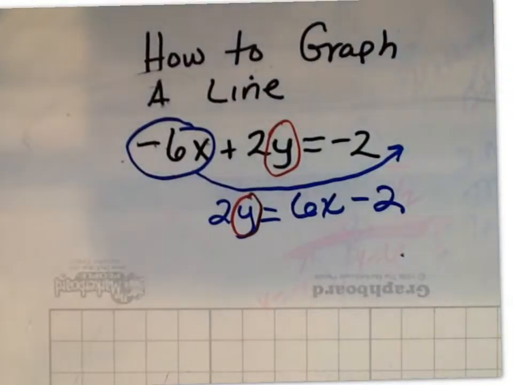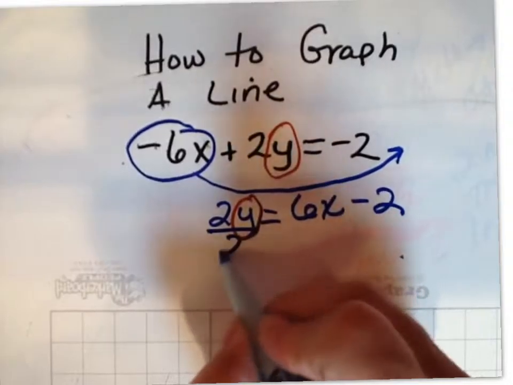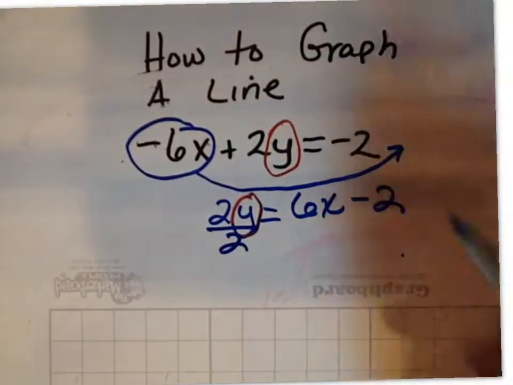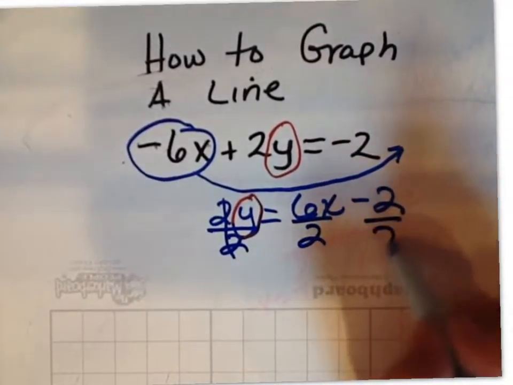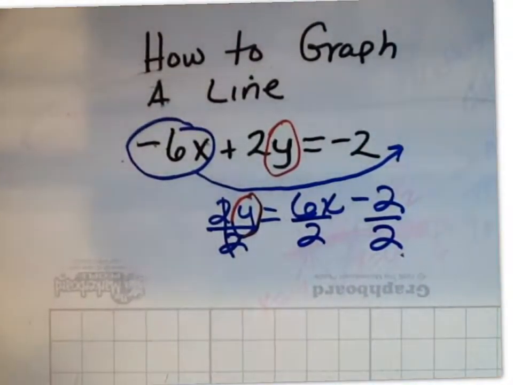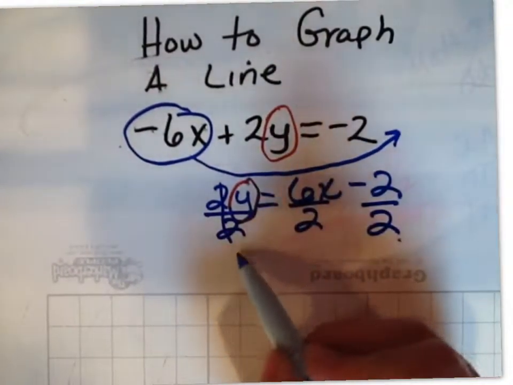I've got to get rid of that 2 in front of it. A coefficient in front of a variable means multiplication, so you undo multiplication with division. And here's the tricky part. Since I'm dividing this by 2, I have to divide every single term by 2.